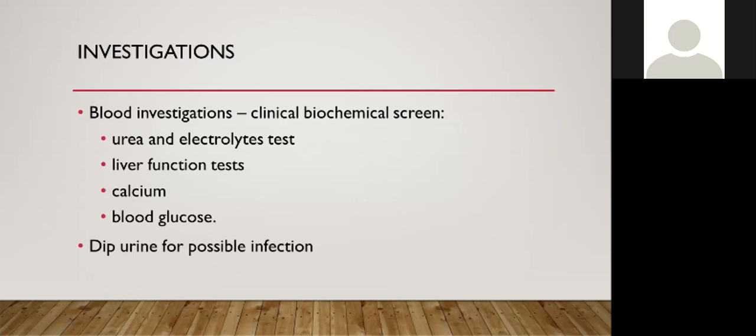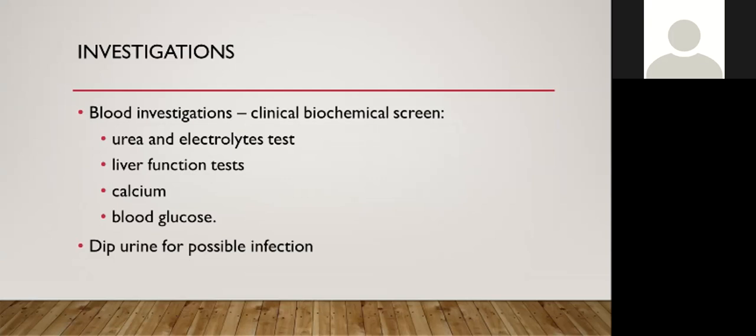How do you investigate the patient, or what all do you look for in investigation? So again, think of all the causes of nausea and vomiting. Uremia can be one of the causes, so you look for urea and electrolytes. Hypercalcemia, so calcium level you can check. Hypokalemia causing paralytic ileus and bowel obstruction, so you can look for that.